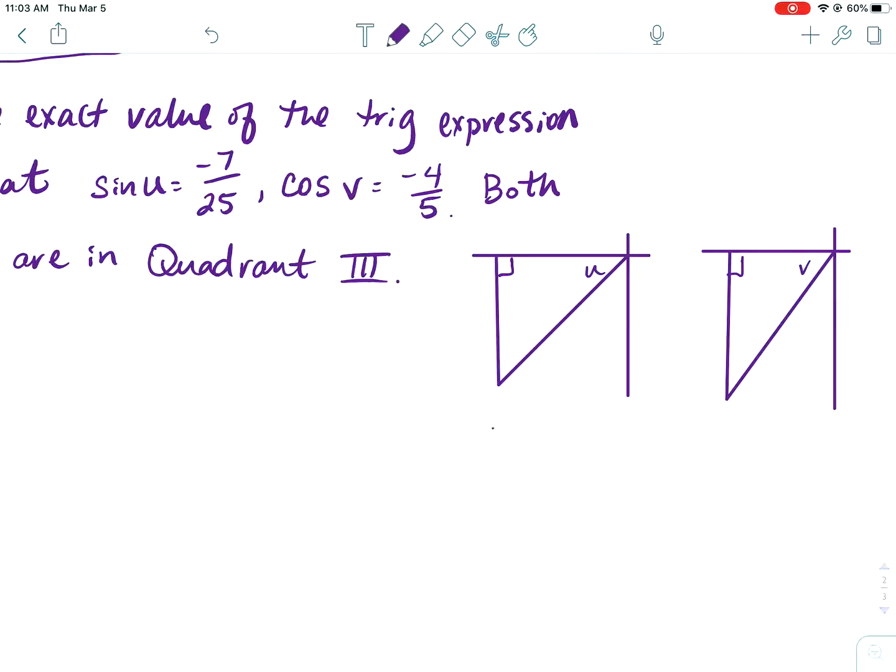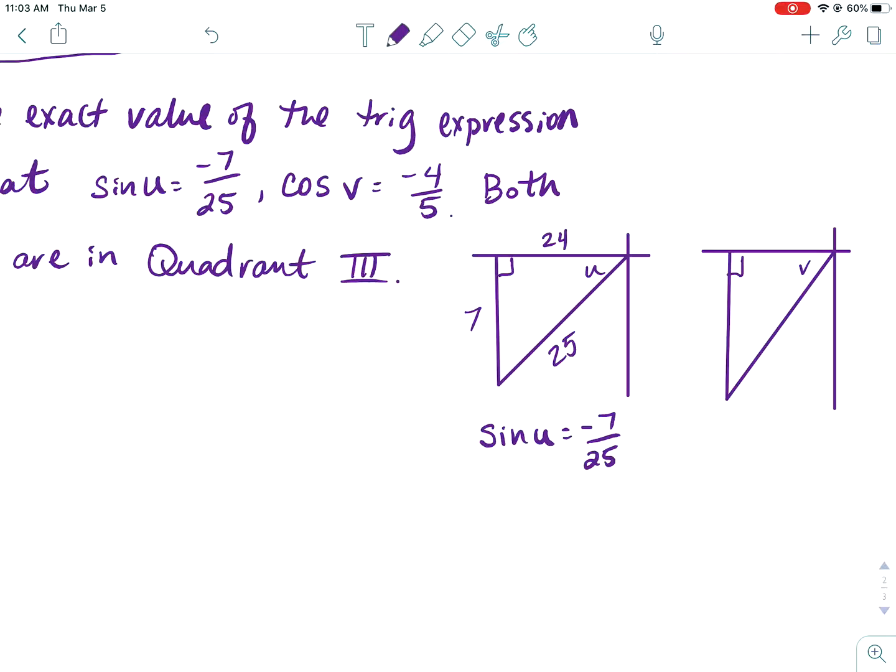Okay, so what we know is the sine of u is -7/25. So what does that tell you about the opposite leg? It is 7, and the hypotenuse is 25. What about the adjacent? Anybody know it? It is a Pythagorean triple. Okay, it's 24.